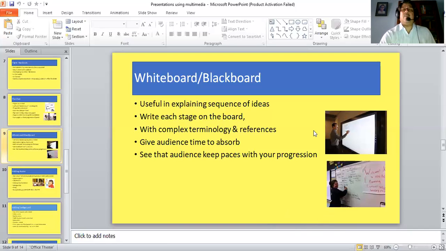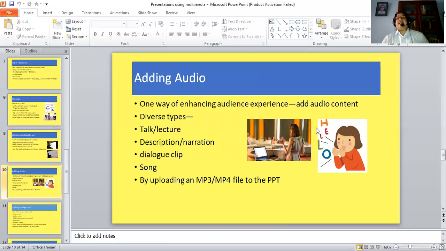Okay, let us now explore something more. Yes, adding audio or video. Now, one way of enhancing the audience's experience is to add audio content to your slides. Now, obviously, you can add diverse types of audio, like, for example, adding a small segment or a snippet from a talk or lecture, all by way of illustration, mind you. So I can add a snippet from a talk or from a lecture series.